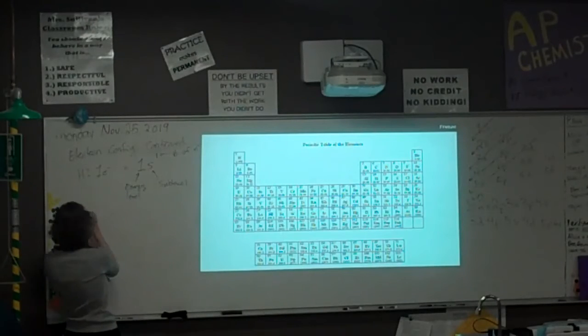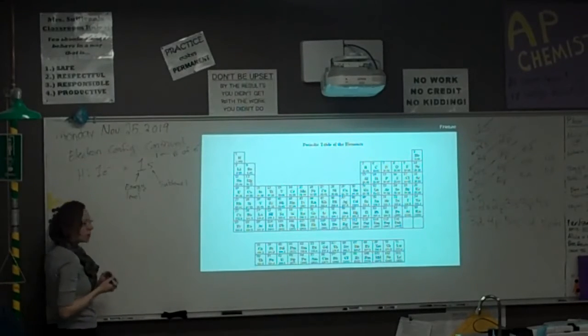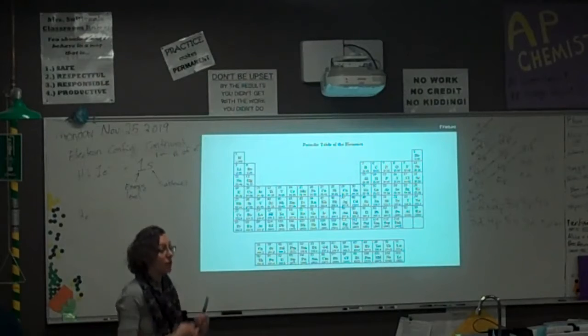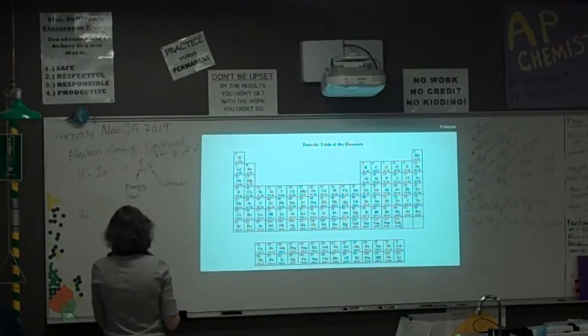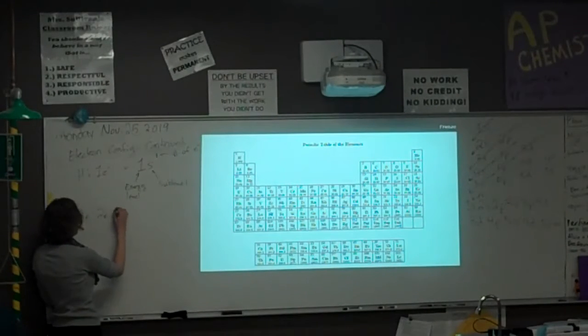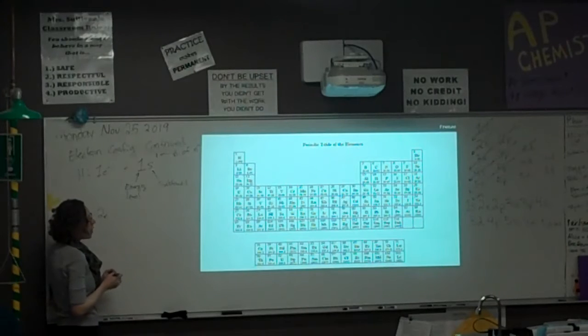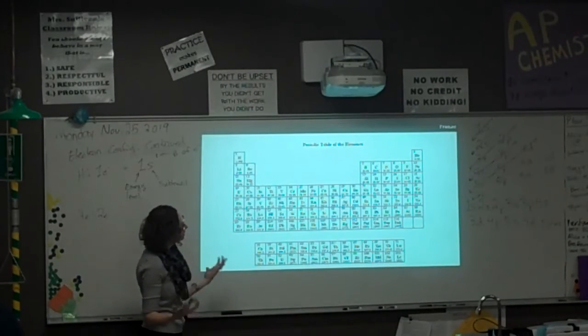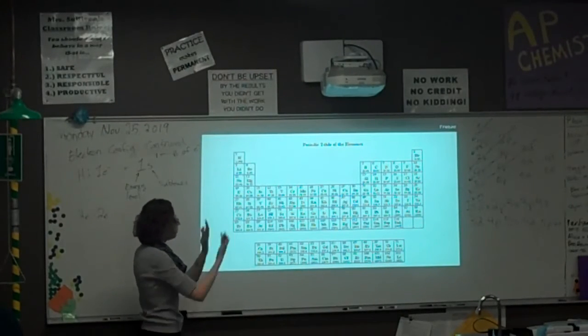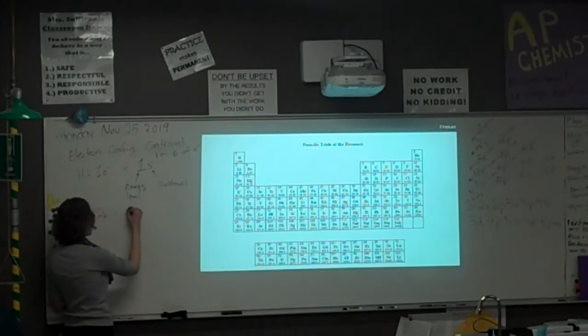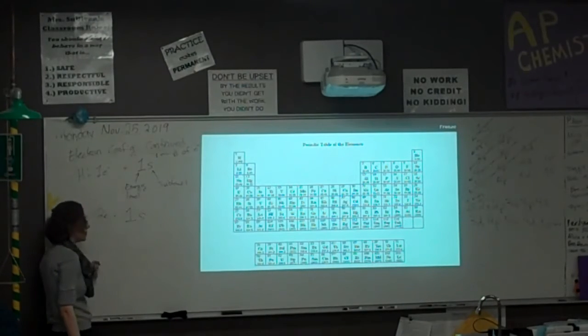About helium? How many electrons do I have in helium? 2. 2 electrons. I want to fill my first energy level before I can move on. So I have this 1s.